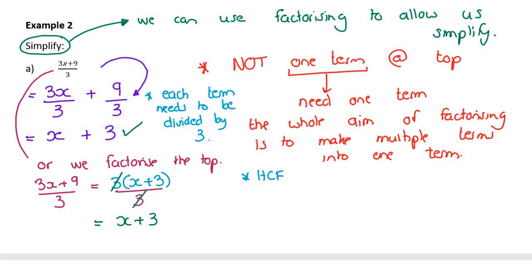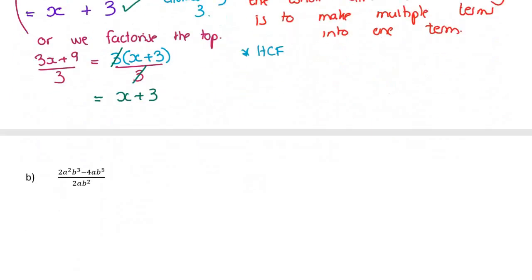In fact, very shortly you're going to figure out that it works for very few questions, and we'll see why. And so we prefer to factorize everything we can and then cancel. So let's have a look at B.